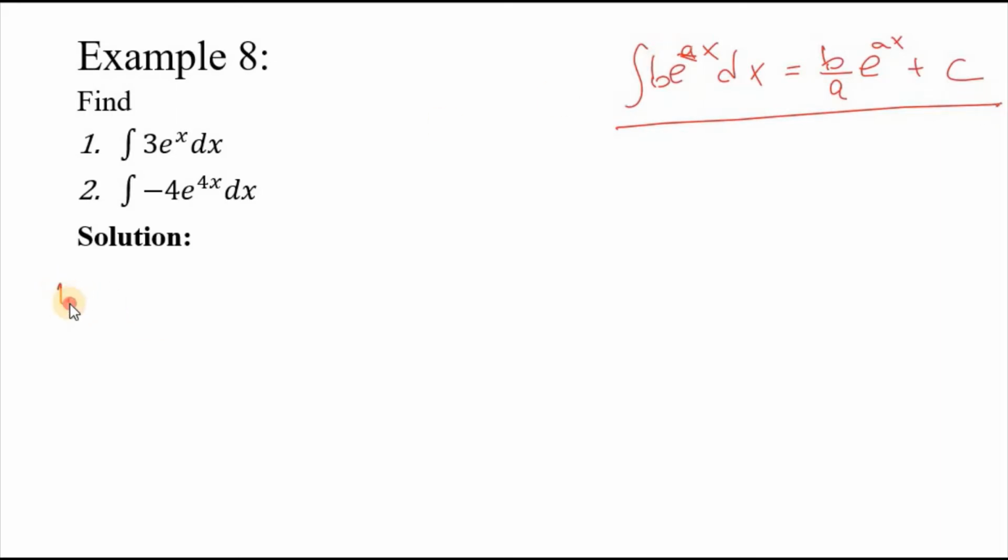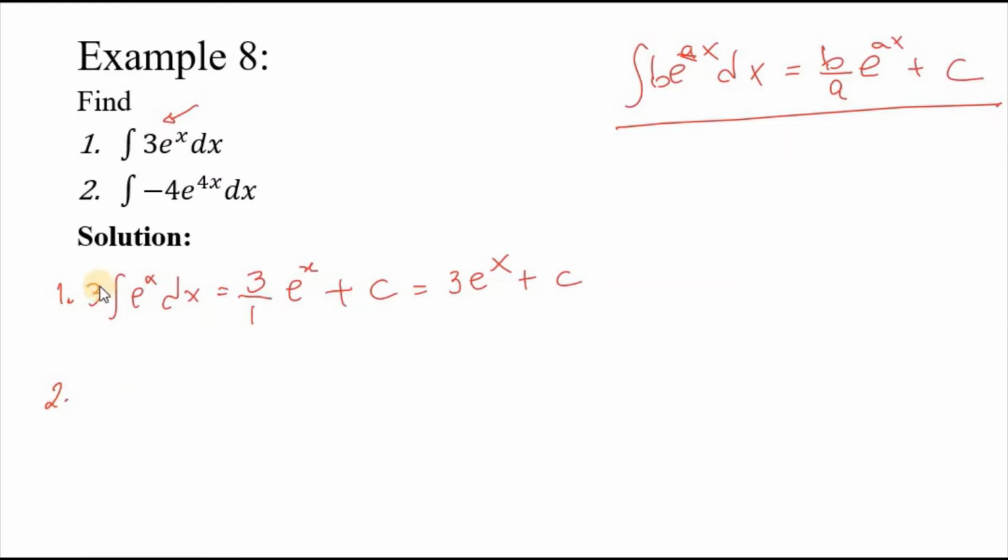So to do the first one, number 1, this is 3 out, integral of e to the x dx. So this is basically 3, and then we're going to follow the rules, over 1, the coefficient of the exponent, e to the 1x plus c, which is basically 3e to the x plus c. If you differentiate this, you're going to get back this integrand.